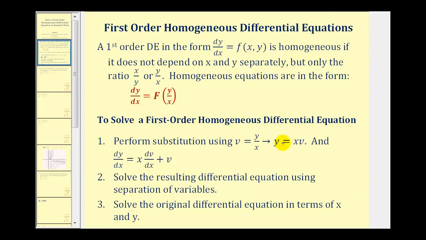So dy/dx is going to be equal to x times dv/dx plus v times the derivative of x, which would just be 1. So for the substitution, we'll use v equals y divided by x and dy/dx equals x times dv/dx plus v. Once we perform this substitution, we can solve the resulting differential equation using separation of variables, and then we'll solve the original differential equation in terms of x and y. So let's take a look at our first example.